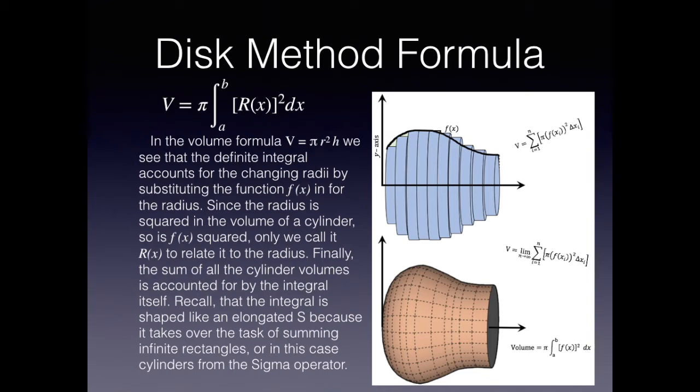Finally, the sum of all of the cylinder volumes is accounted for by the integral itself. Recall that the integral is shaped like an elongated S because it takes over the task of summing infinite rectangles, or in this case, cylinders, from the sigma operator. And you see the sigma operator there with the disks, and then the limit to infinity, and then it becomes the definite integral.